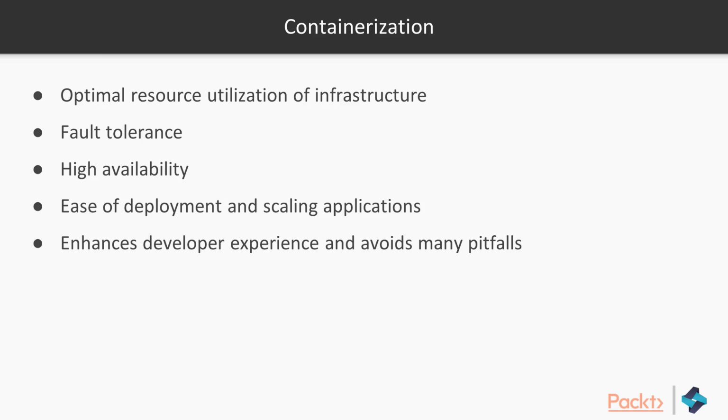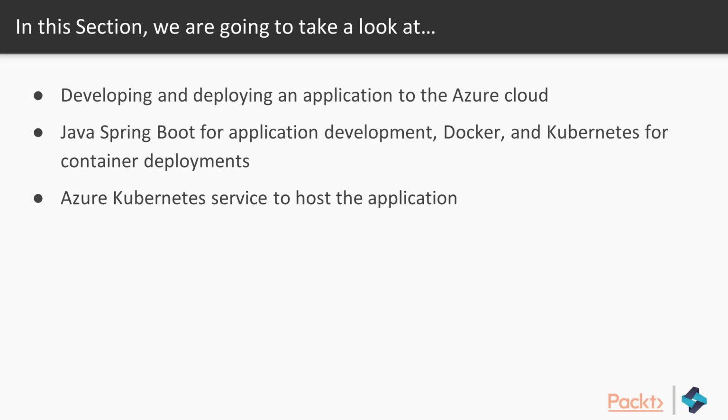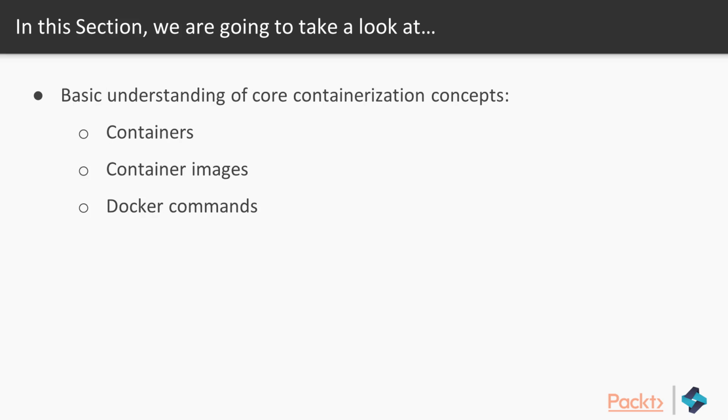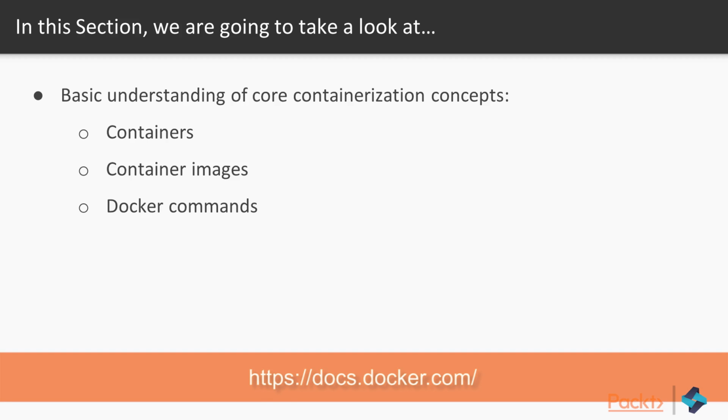So, taking our cloud-native application one step further, we will deploy it in a containerized environment. In this section, we will walk you through multiple exciting technologies to develop and deploy an application to the Azure cloud in a containerized fashion. Specifically, we will use Java Spring Boot for application development, Docker and Kubernetes for container deployments, and Azure Kubernetes Service to host the application. This course assumes a basic understanding of core containerization concepts such as containers, container images, and Docker commands. For a quick refresher on Docker, you can visit docs.docker.com.